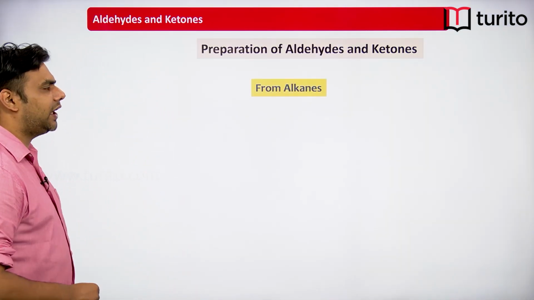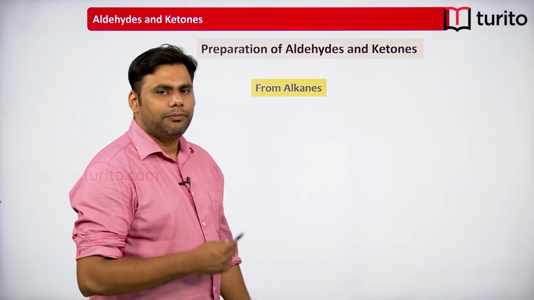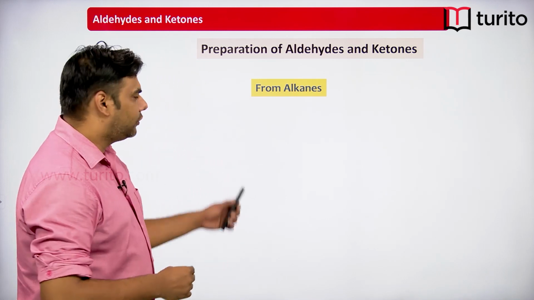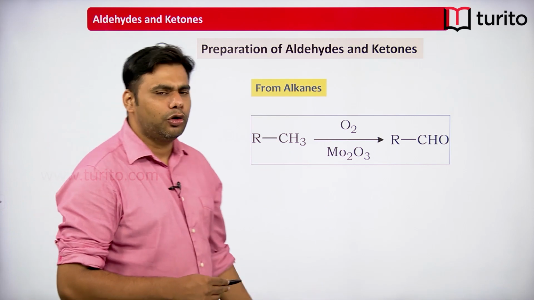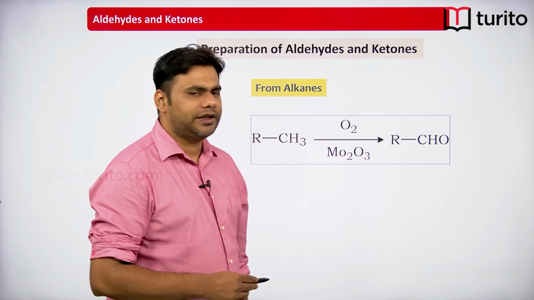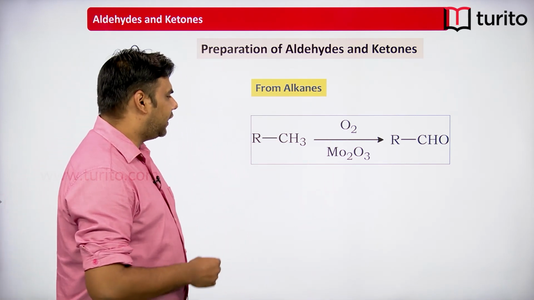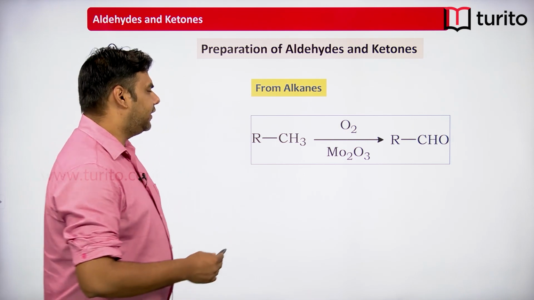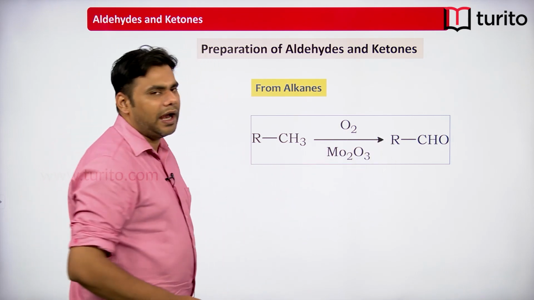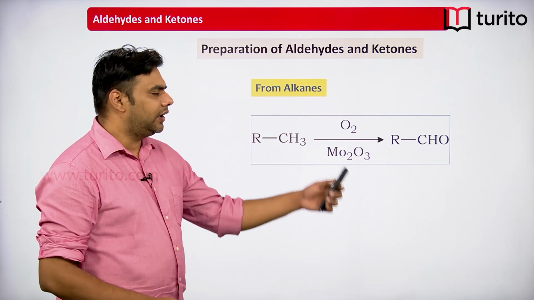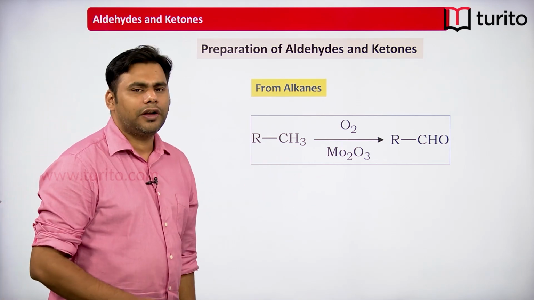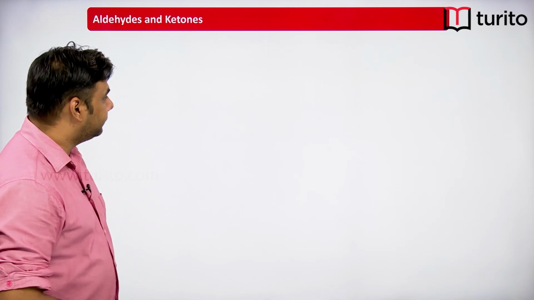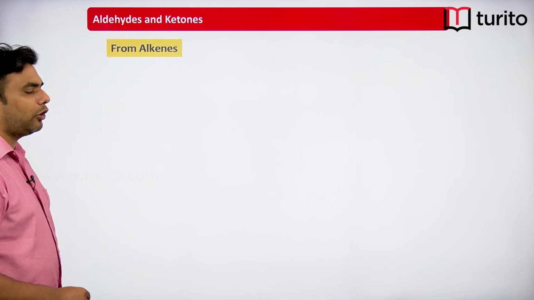The first preparation that we are going to talk about is the preparation from alkanes. When you heat an alkane in air along with MoO₃, which is molybdenum trioxide, this acts as a catalyst and converts the alkane into an aldehyde. So alkanes are converted into aldehydes when you do a partial combustion in presence of MoO₃.